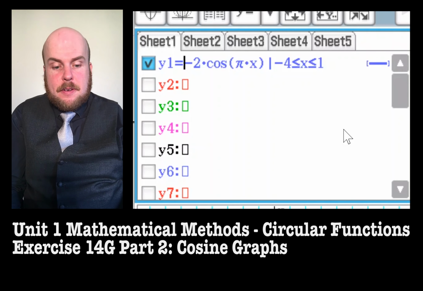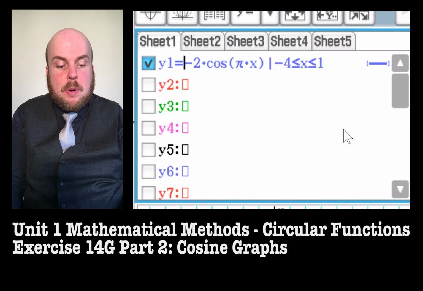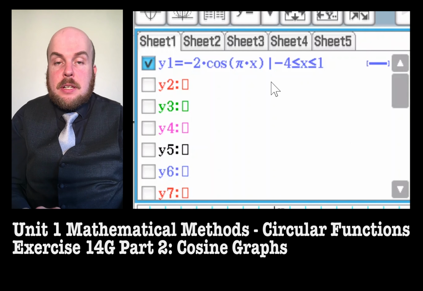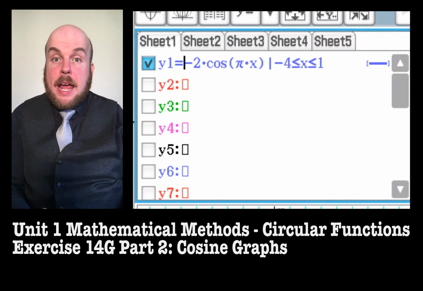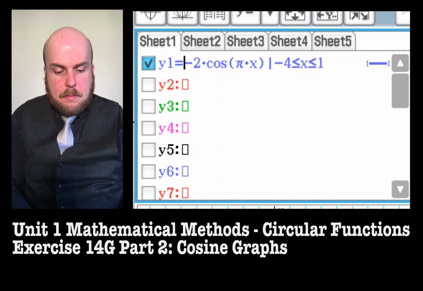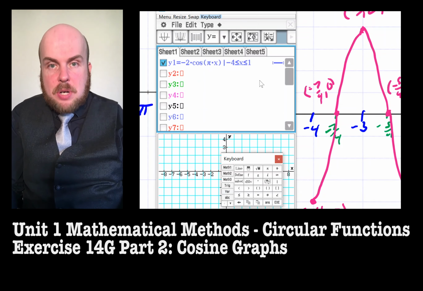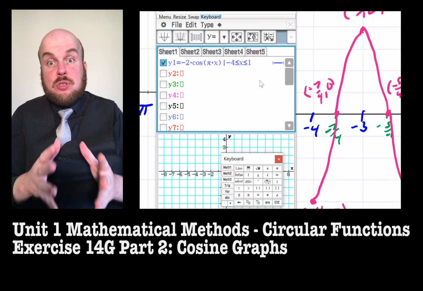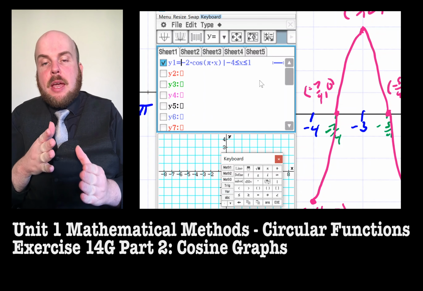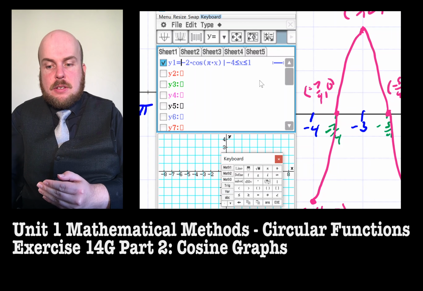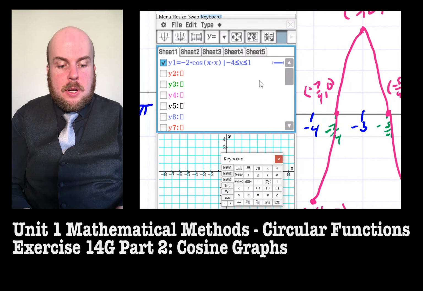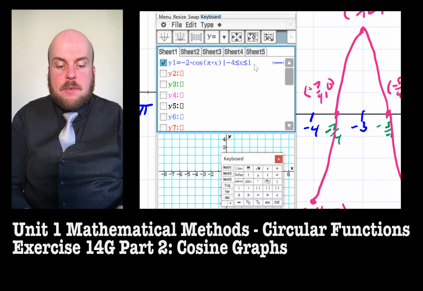So here's my graphing tab. You'll notice I've put in the equation, -2 cos pi x, and there's a little vertical line. You can access that vertical line by going to Math 3, and there's the vertical line right there. That's the restriction function, and it restricts your graph so it only appears in the domain that you want, and we want it to go from -4 to 1.